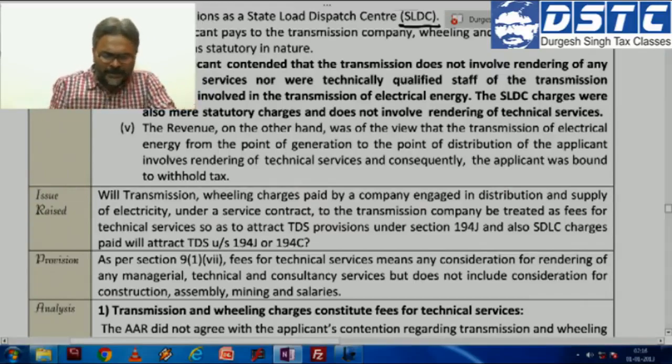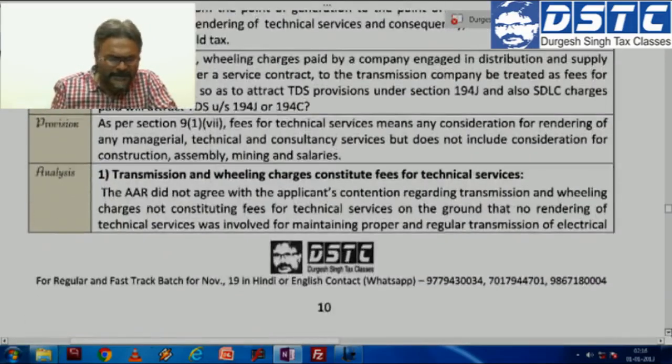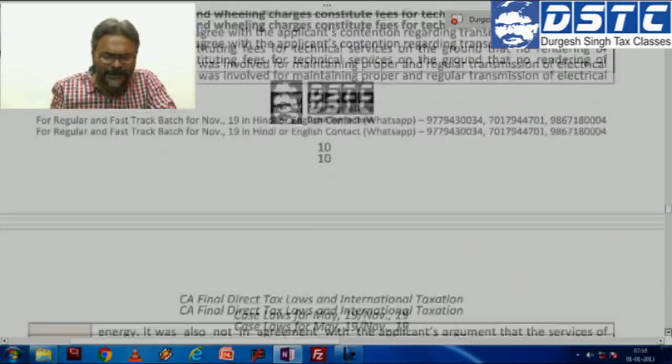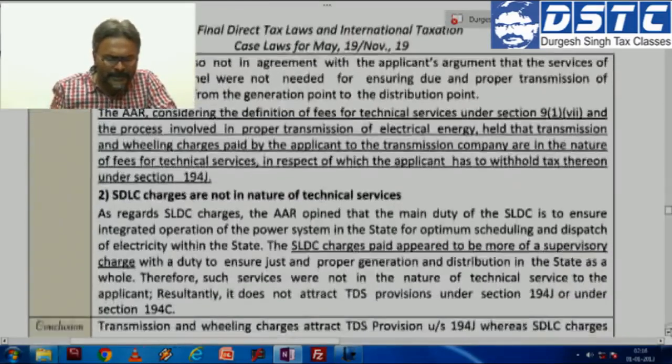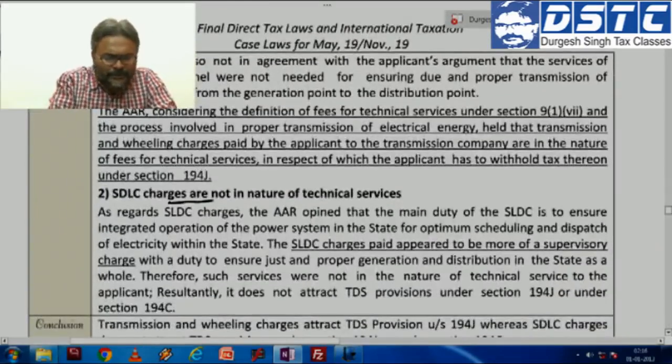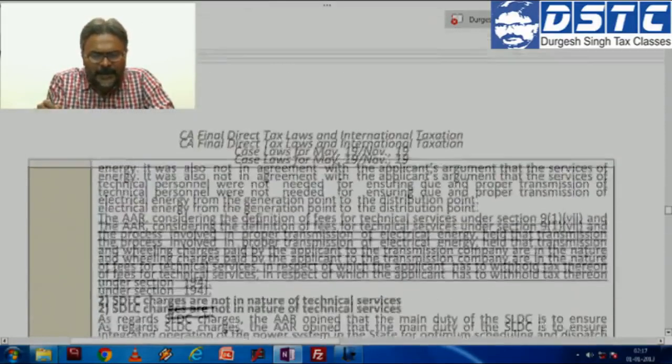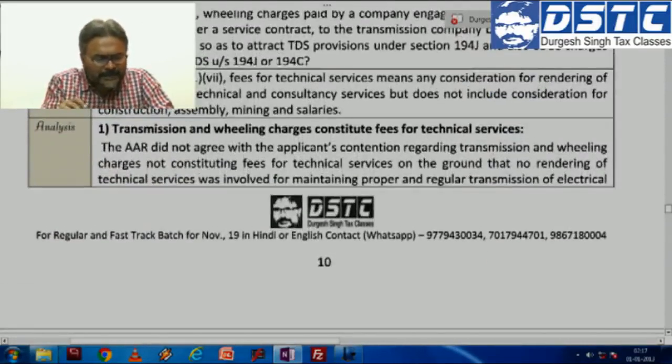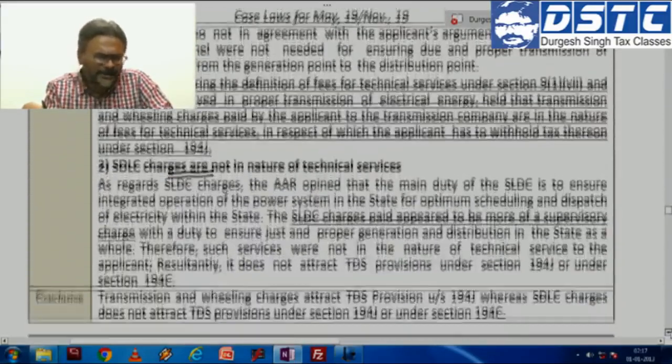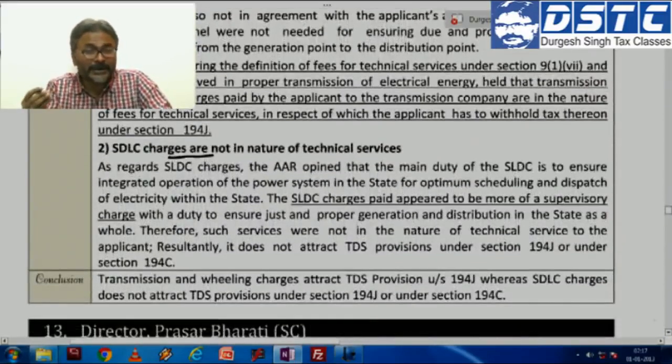So students, herein, if you go with that, read the facts once and just see here. This is not in the nature of a technical service, SDLC, but the above one was in the nature of a technical service, transmission and wheeling charges. This constitutes technical service. So just go through it once. Chances of this are less, but if it comes, at least you should know.